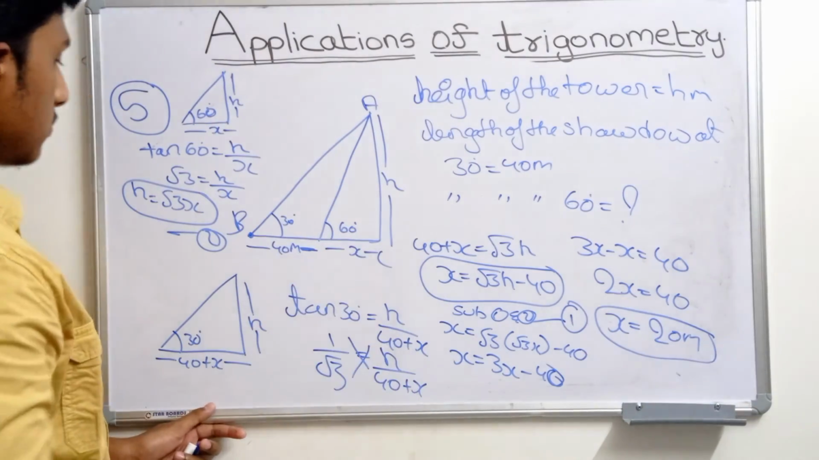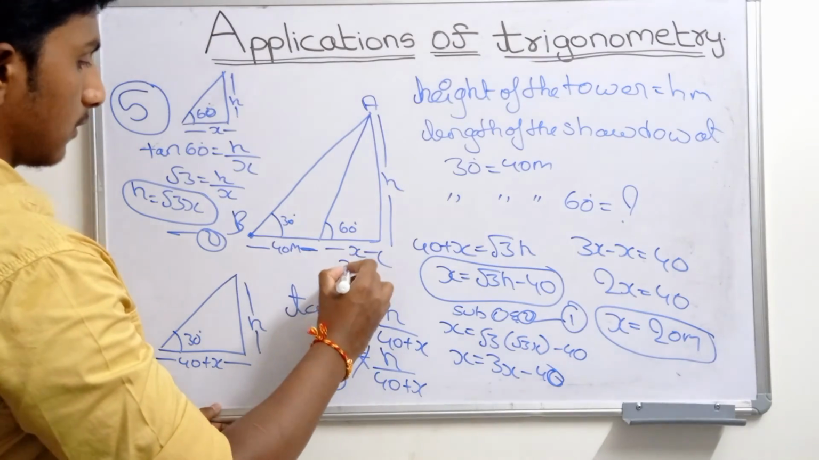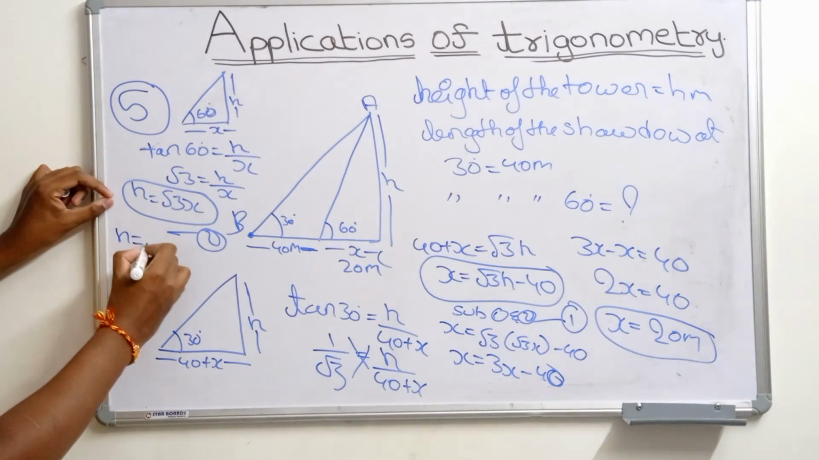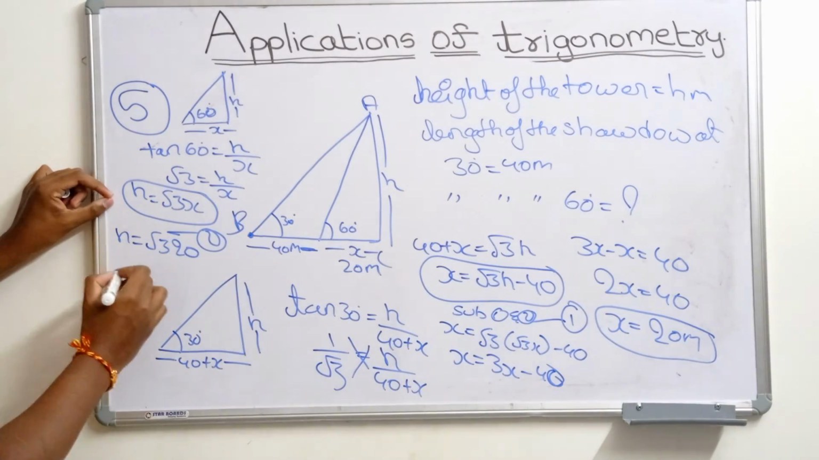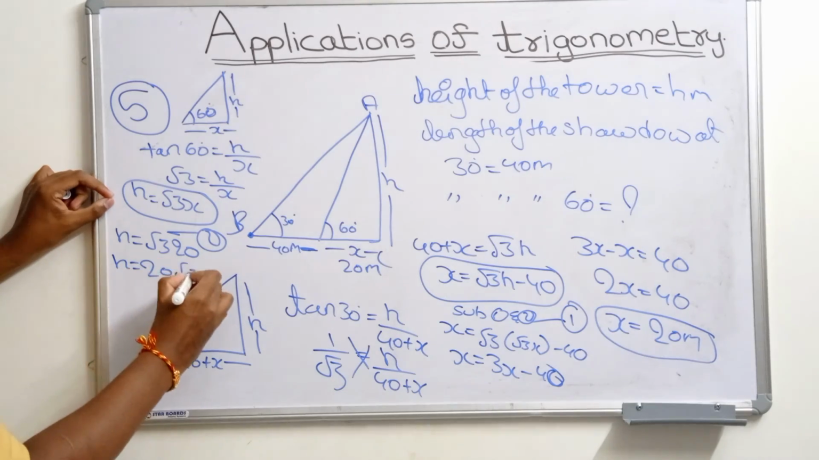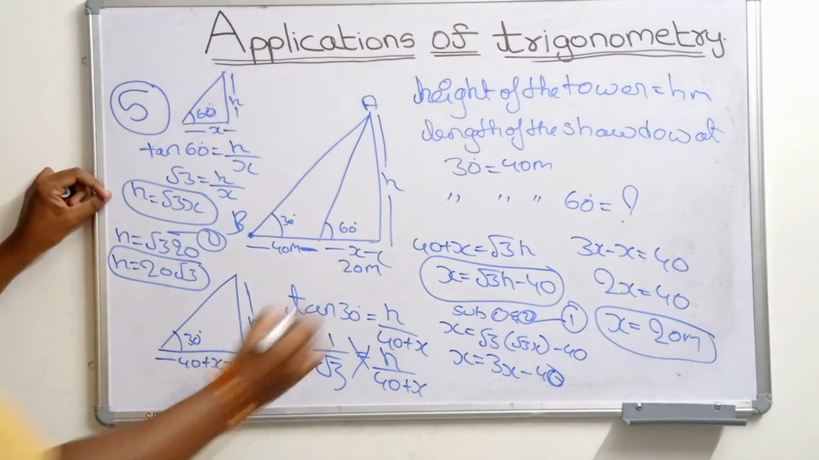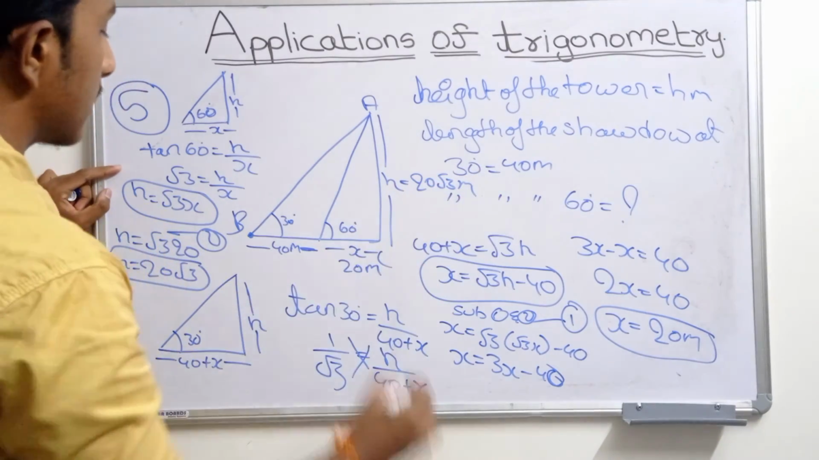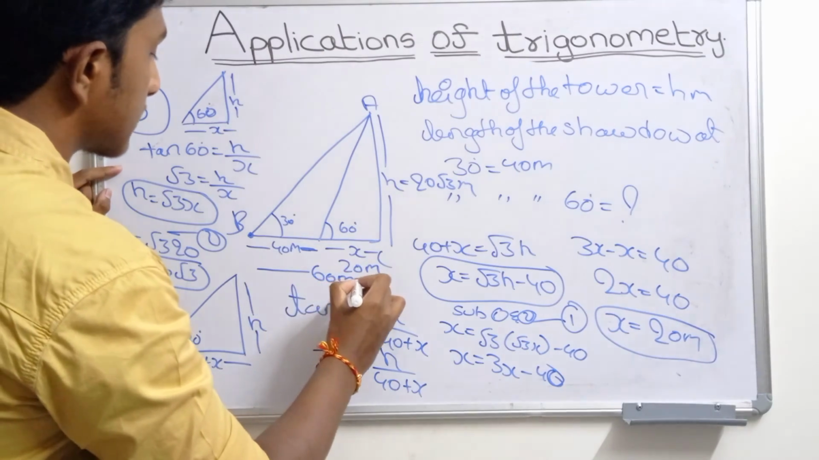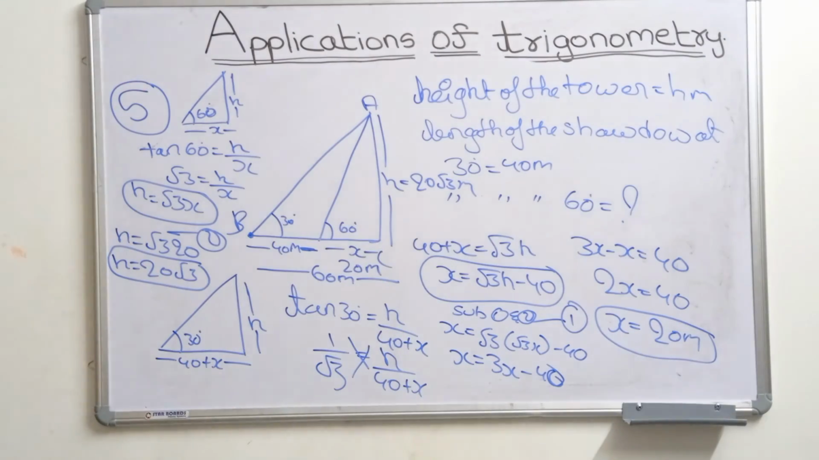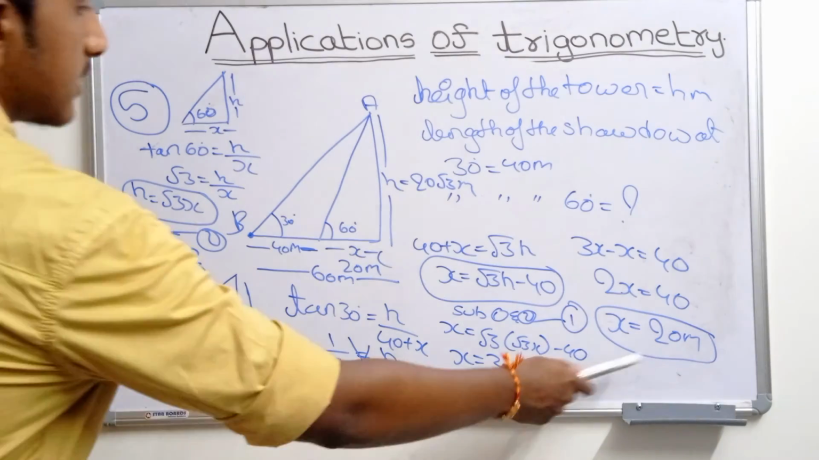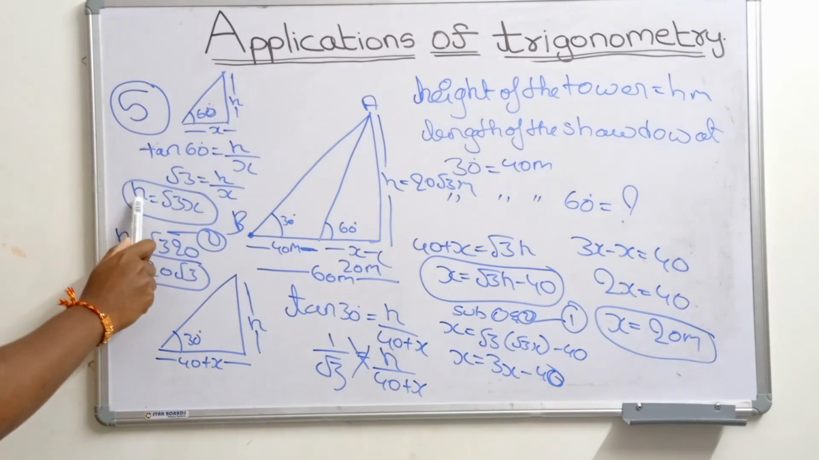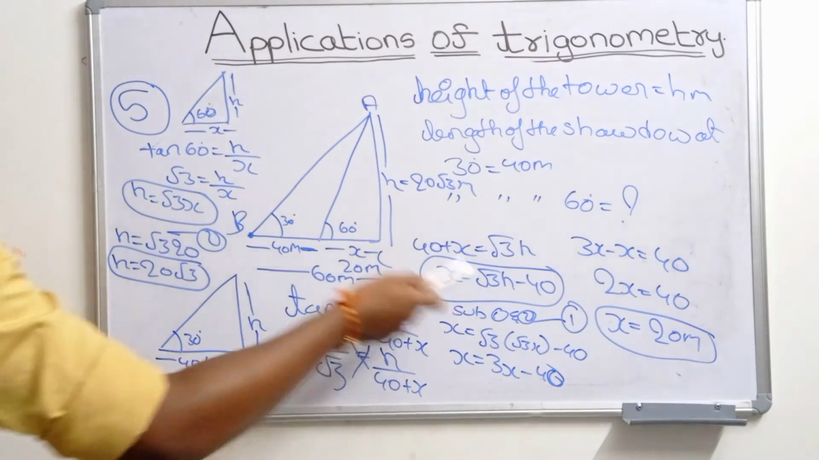This x is equal to 20 meters. That means when we put the value of x as 20 meters here, h is equal to root 3 into 20, and h is equal to 20 root 3. That means height of this is equal to 20 root 3 meters. This x is equal to 20 meters. The whole is equal to 60 meters. Okay guys, x is equal to 20 meters, and this x value is substituted here, h is equal to root 3x.